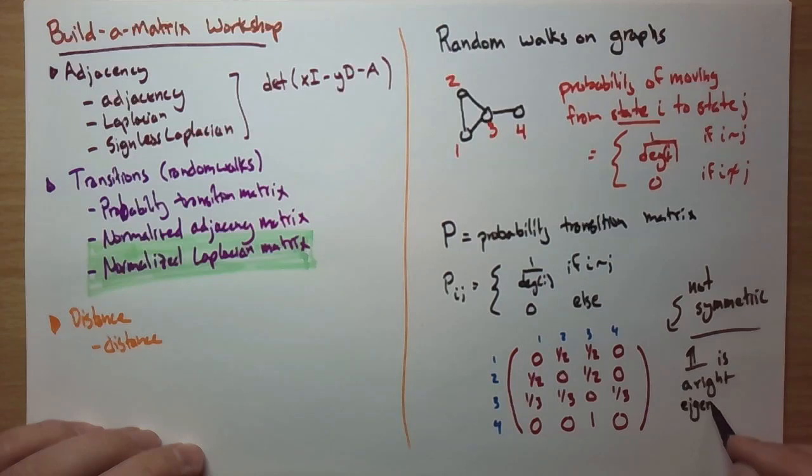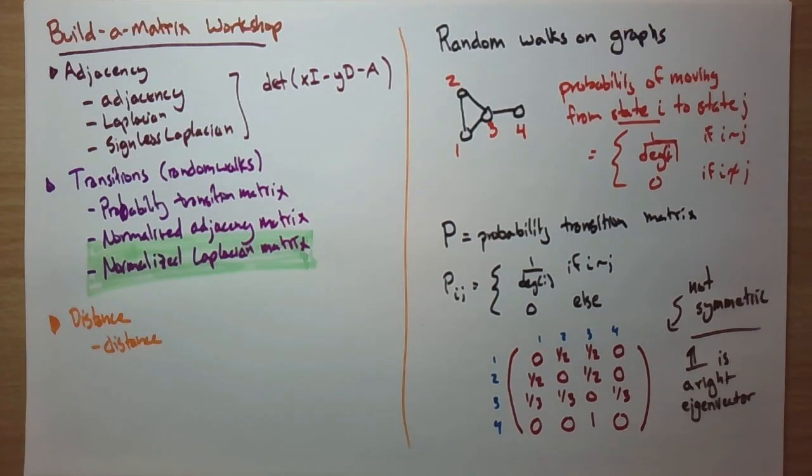Now why do the rows sum to 1? Why does that make sense? You have probability 1 of moving somewhere. If you're in a state, you have to do something. So that's why everything has to sum to 1. So 1 is the right eigenvector with eigenvalue 1. Cool.